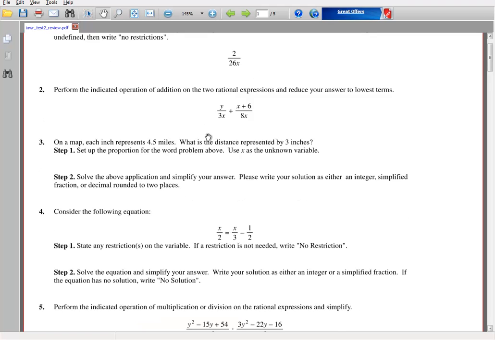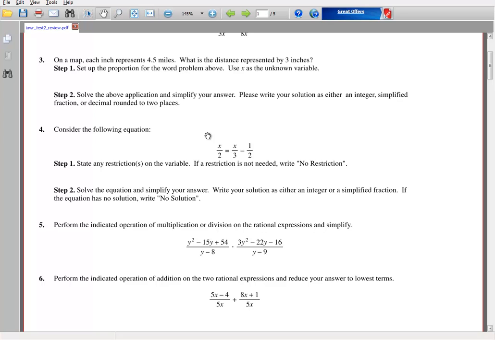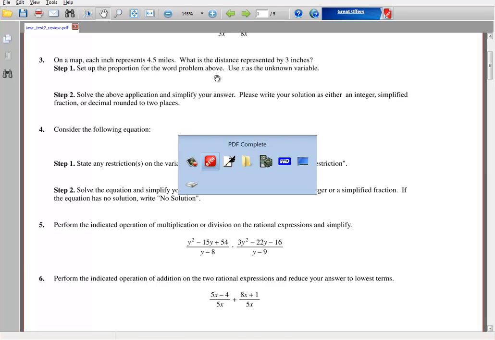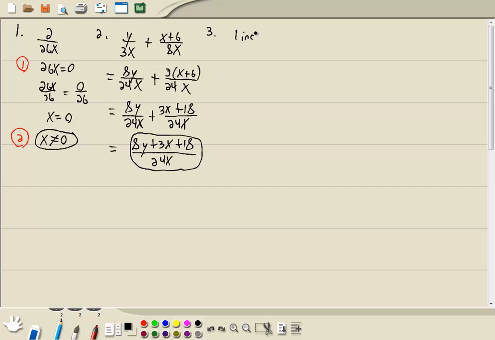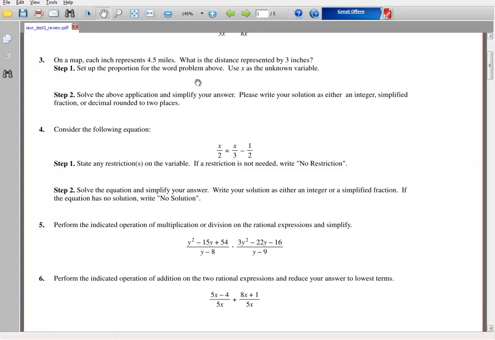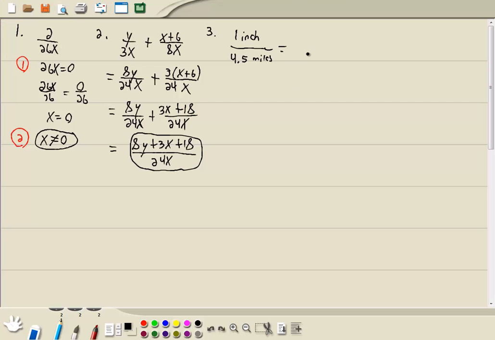Okay, problem number 3. On a map, each inch represents 4.5 miles. What is the distance represented by 3 inches? So set up the proportion for the word problem. So on a map, each inch represents 4.5 miles. So we're saying 1 inch over 4.5 miles. That's our ratio. Then the other one is what is the distance represented by 3 inches? So they're telling us 3 inches. Now inches is up on top here, so inches has to be up on top here, and they're wondering what distance is, so this is x.